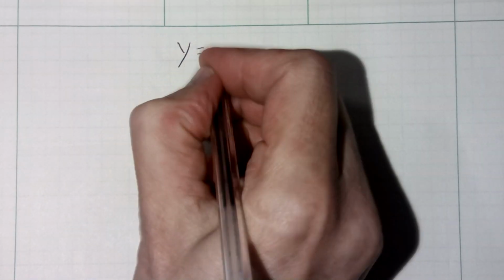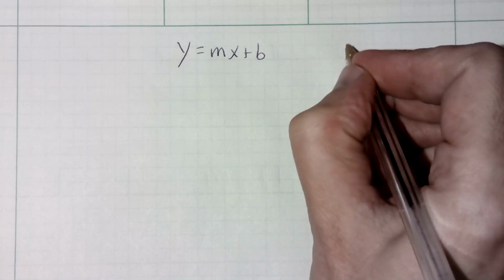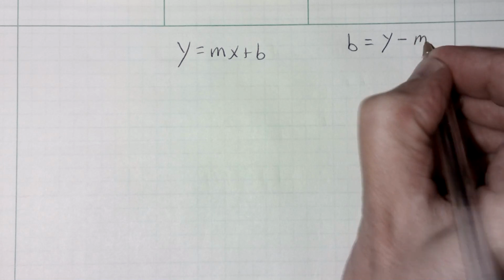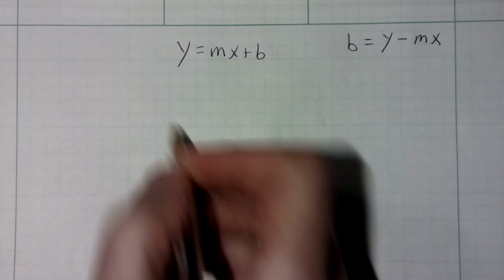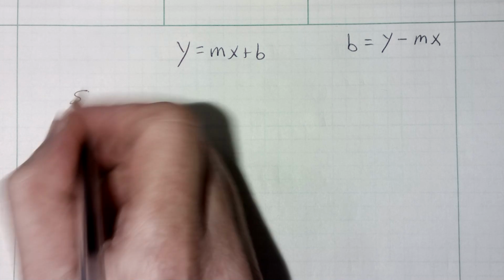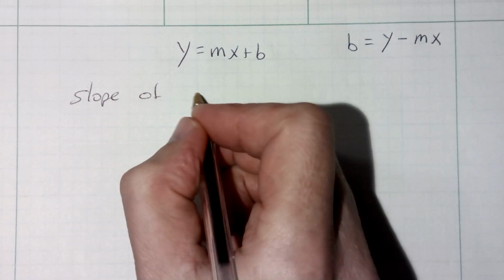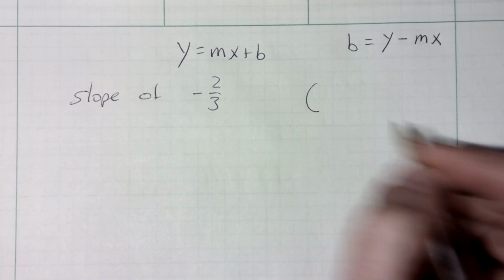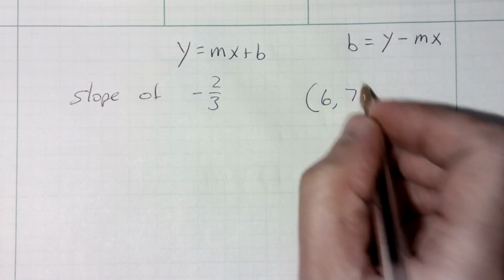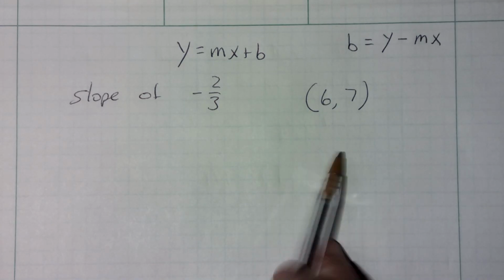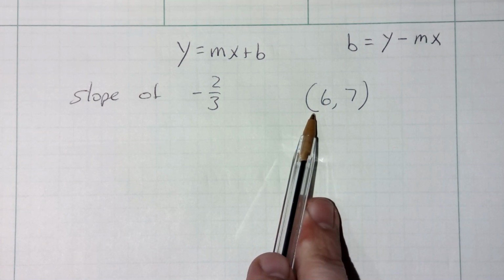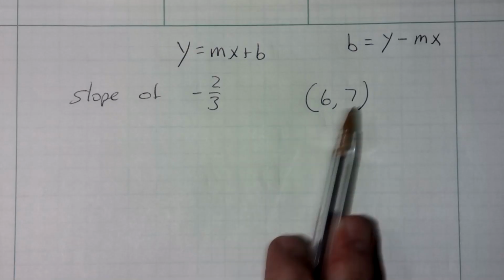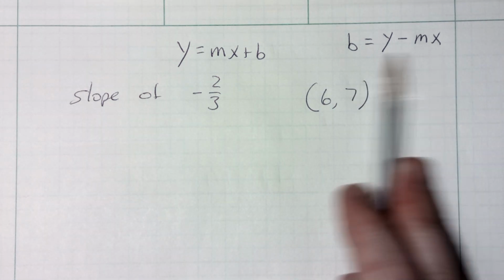Y equals mx plus b, and off to the side I'm going to write that the b value can be found by taking a y value and minusing off m times x. So let's say this line has a slope of negative 2/3, and it passes through the point (6, 7). Okay, again, (6, 7) is definitely not the y-intercept. So I don't know my b value. I do know my slope, my m value, but I've got to figure out what the b value is. So I'm going to use this form to find my b value.